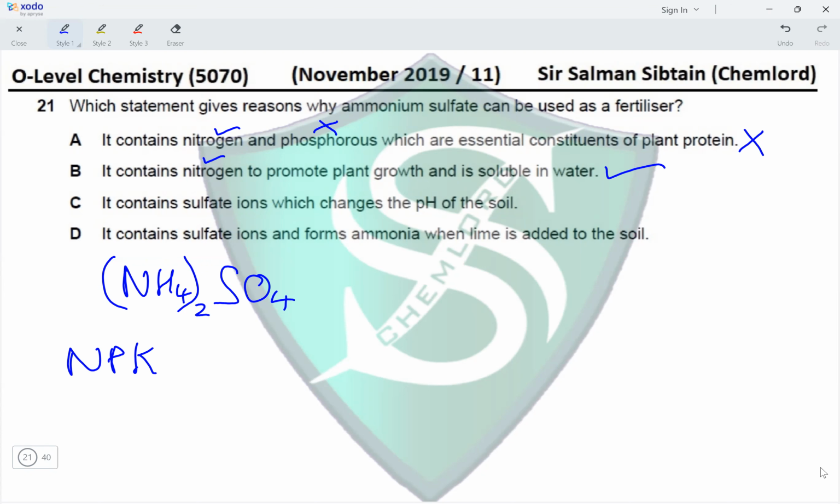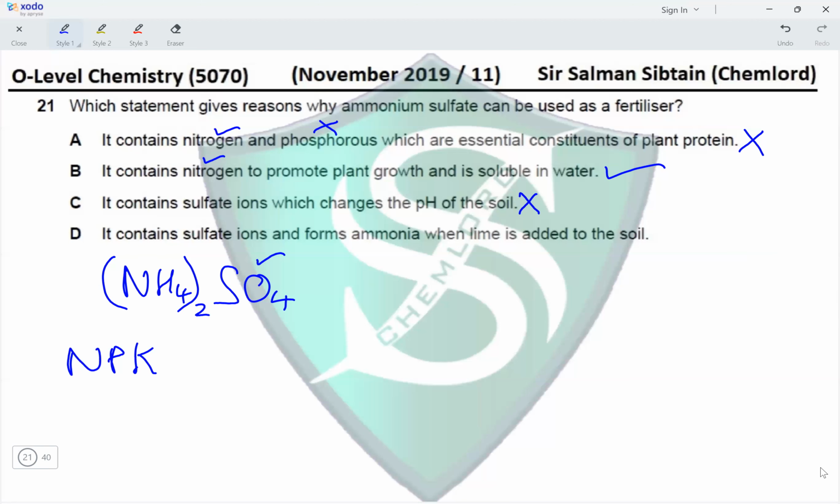Next, it contains sulfate ions, which is true. Which changes the pH of soil? No. In order to change the pH of soil, H positive ions representing acids and OH negative ions representing bases must be present, which are not.